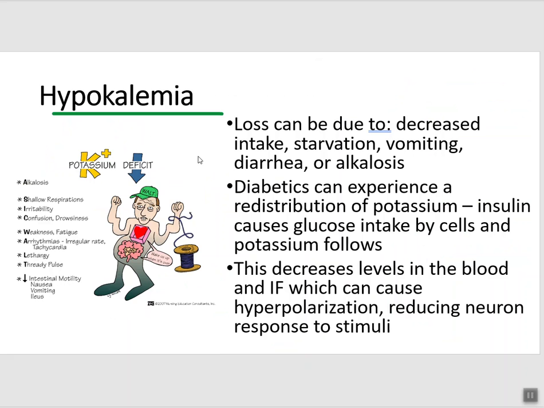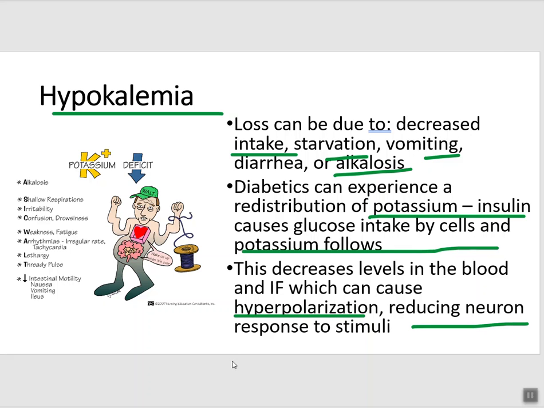Hypokalemia causes: decreased intake, starvation, vomiting, diarrhea, alkalosis. Diabetics can also have this with the potassium. Insulin is going to get the glucose to go in the cells, and the potassium is going to follow. Decreased levels in the blood and interstitial fluid can cause, we already talked about that, reduced neuron response to stimuli. Okay, so here we have a cell.